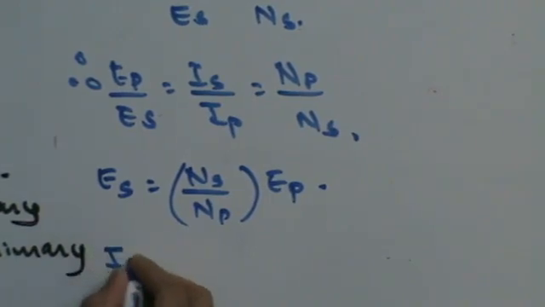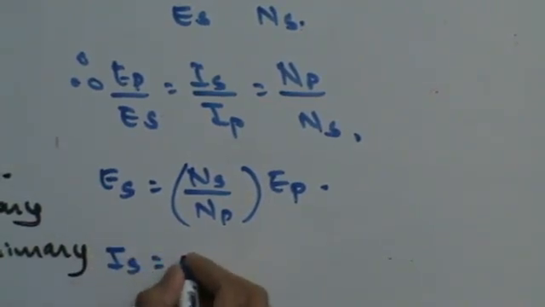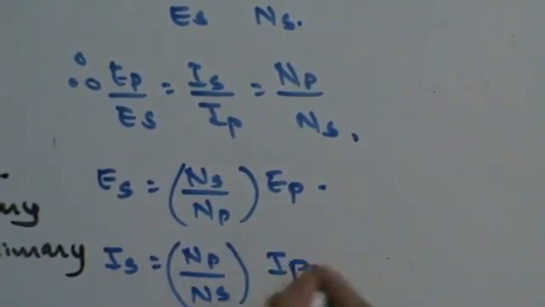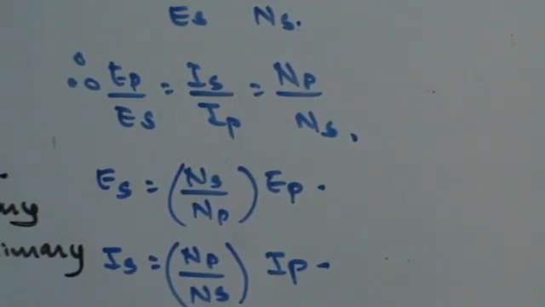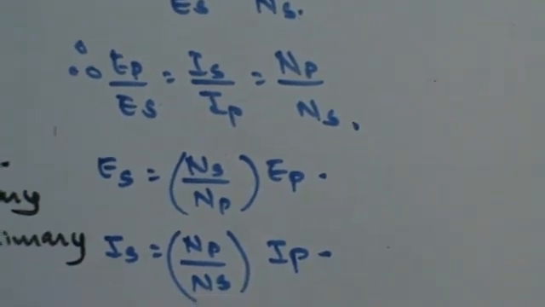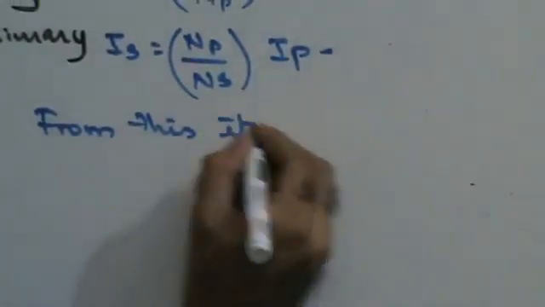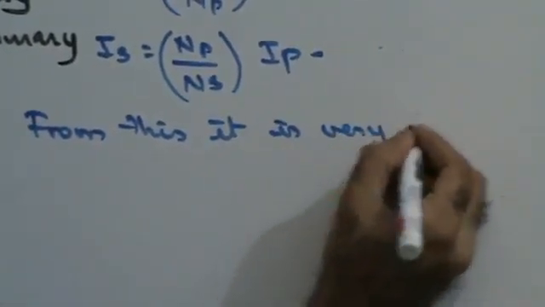Similarly, current in secondary will be nothing but NP upon NS into IP. That will tell me how much current will be produced in the secondary. Do we get this thing clear? Now, there are two things that you understand from this equation.